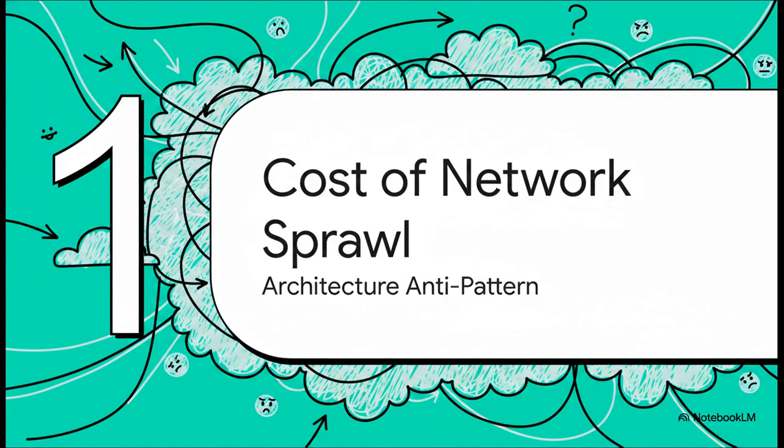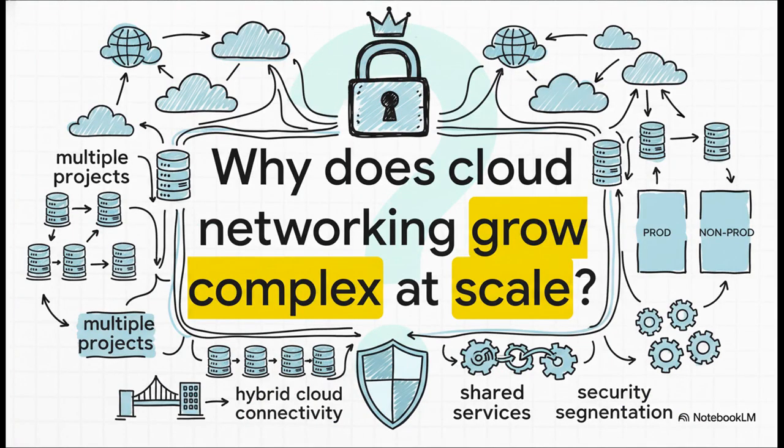All right, Section 1, the cost of network sprawl. So why does enterprise networking get so incredibly complex as we scale? Well, what we typically see out in the field is that cloud networking complexity grows naturally, sure, but often completely uncontrollably. Right? Large enterprises aren't just dealing with a handful of isolated servers anymore. We're managing dozens of distributed projects, intricate hybrid cloud connectivity back to on-prem data centers, and really complex security segmentation across all these distinct production and non-production environments.